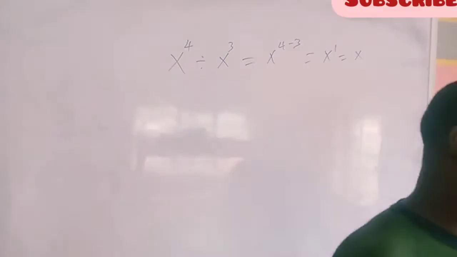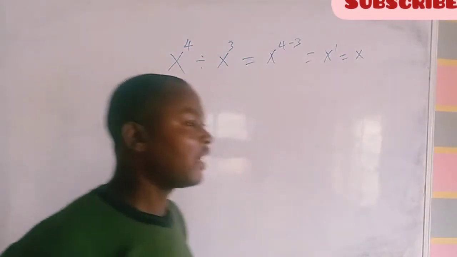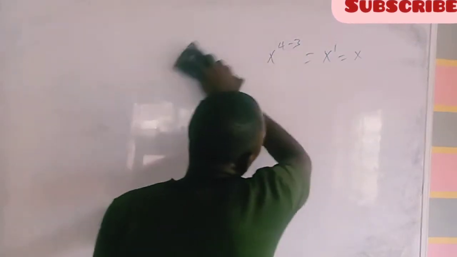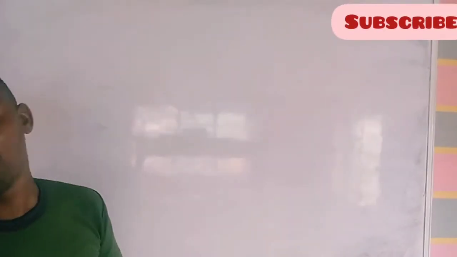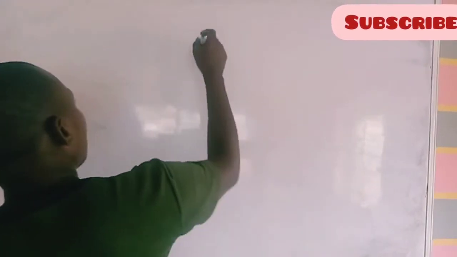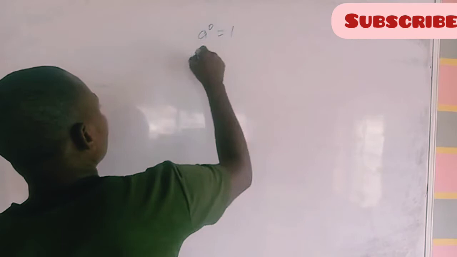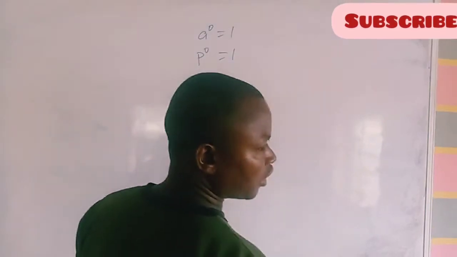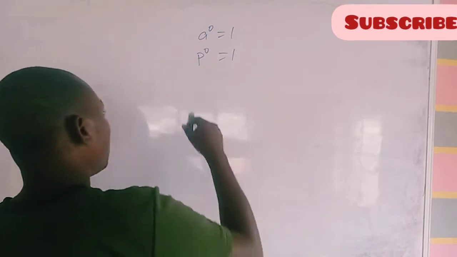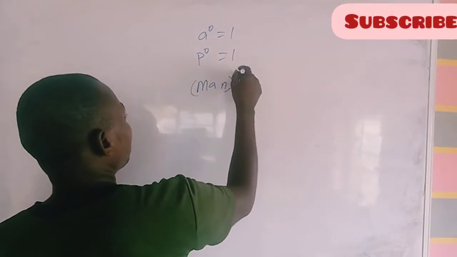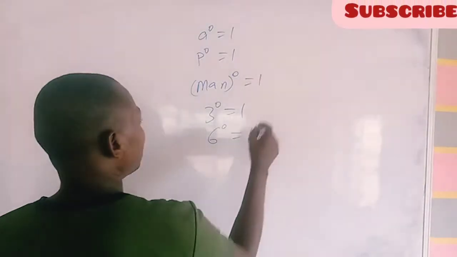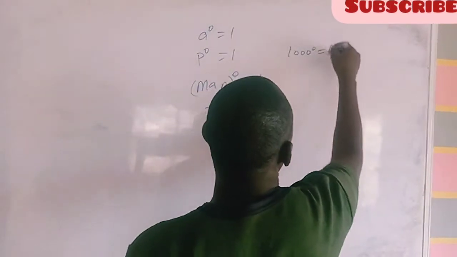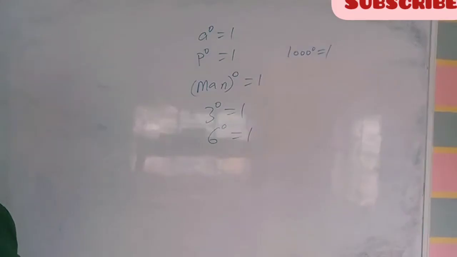Okay, the fourth law: anything raised to the power 0 is 1. Anything raised to the power 1 is that thing. And anything raised to the power 0 is 1. So a raised to the power 0 equals 1, p raised to the power 0 equals 1. Just put 1 when you see raised to the power 0. m raised to the power 0 equals 1. 3 raised to the power 0 equals 1. 6 raised to the power 0 equals 1. 1000 raised to the power 0 equals 1. Okay, that is how we can do that.